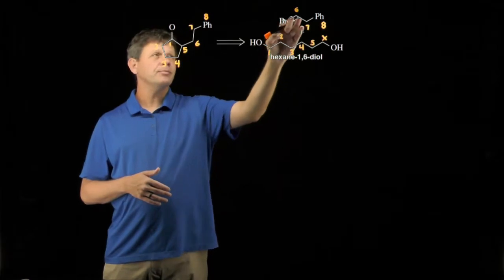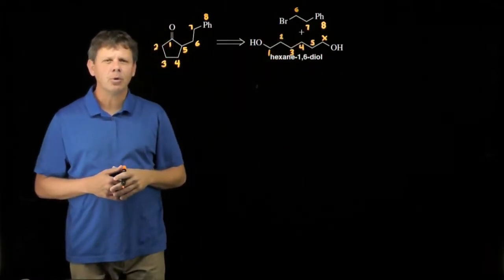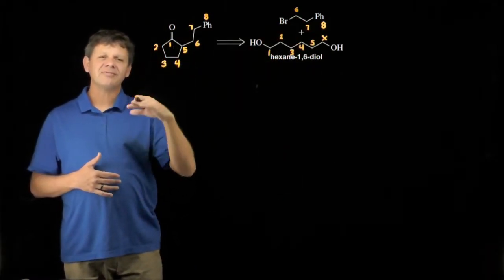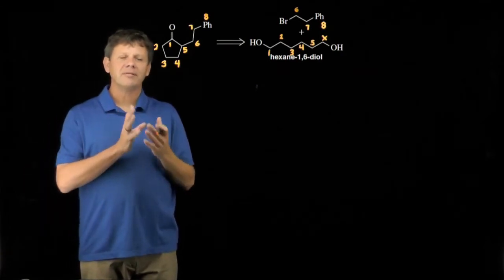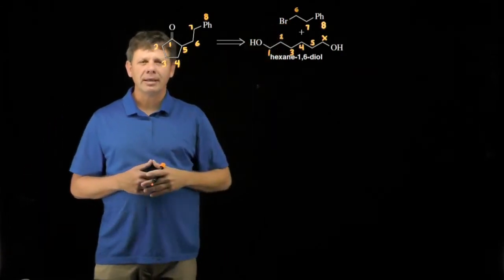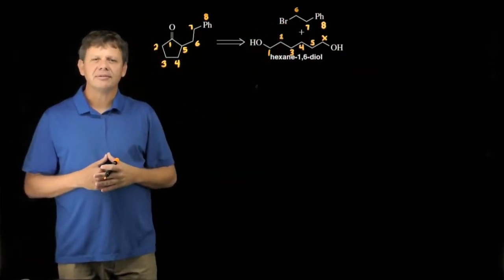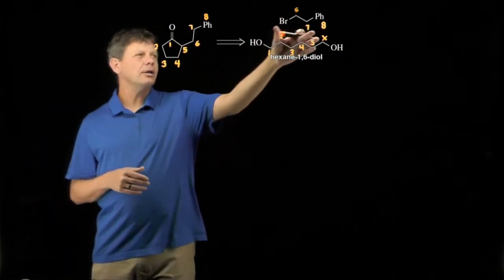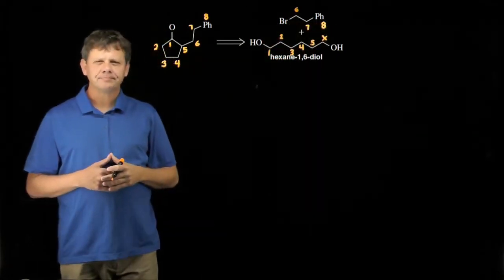7 is a CH2, 6 is a CH2, and it's attached to bromine. So maybe we're going to make some 5-6 bond where some nucleophile displaces the bromide in what would be an SN2 reaction. So we feel pretty good about numbering that.